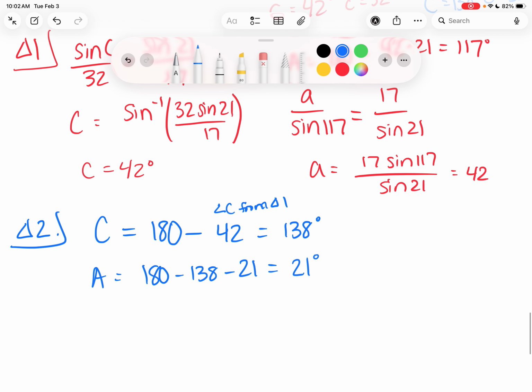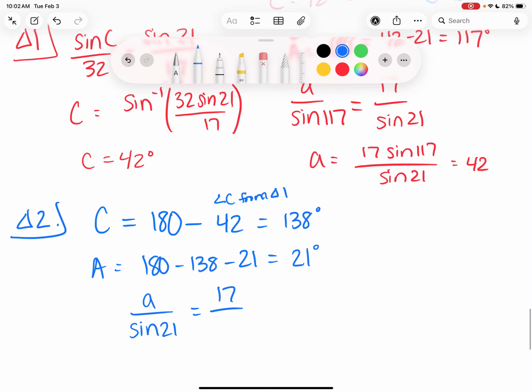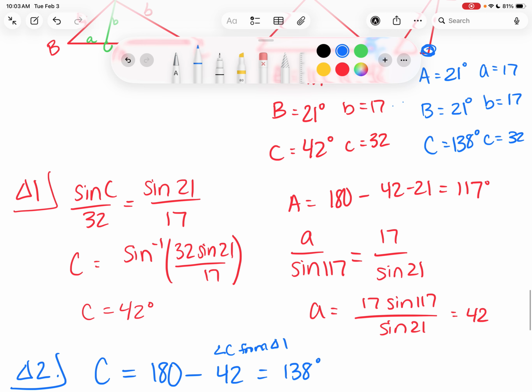Just to see the work, we would have A over the sine of 21 equals 17 over the sine of 21. Obviously, when I multiply this, the sine of 21s are going to cancel, and so we would get 17. But just so that you can see the work, it won't always come out to be that way. They aren't always going to be identical. This one just happens to be that way.